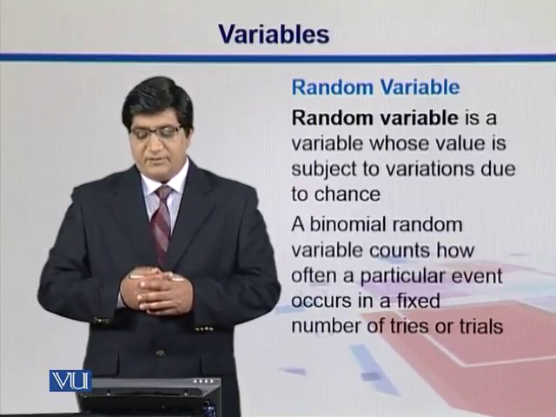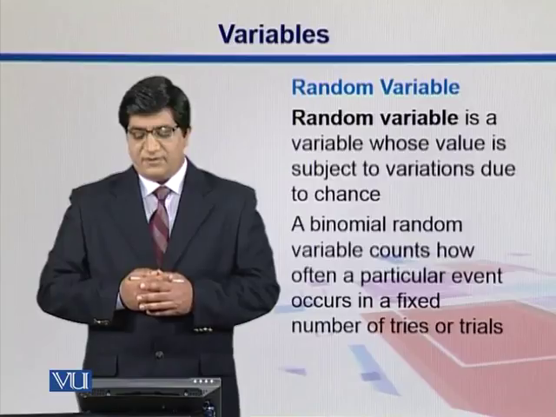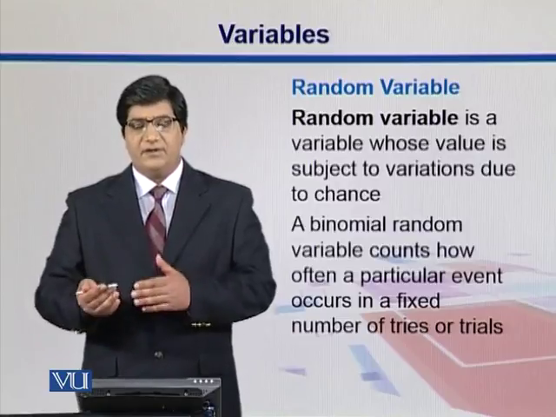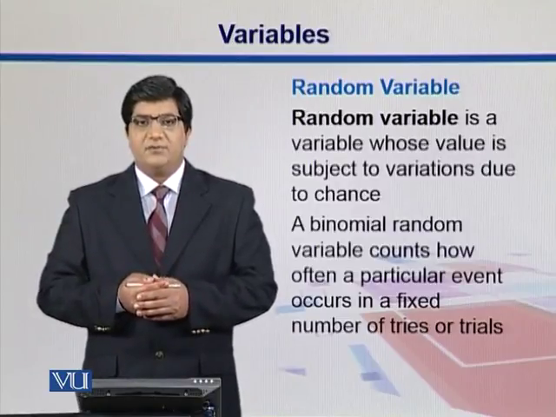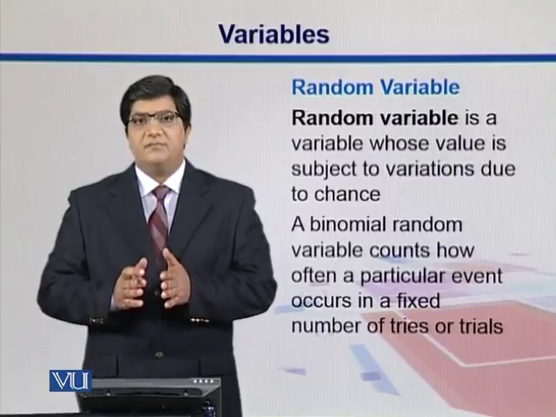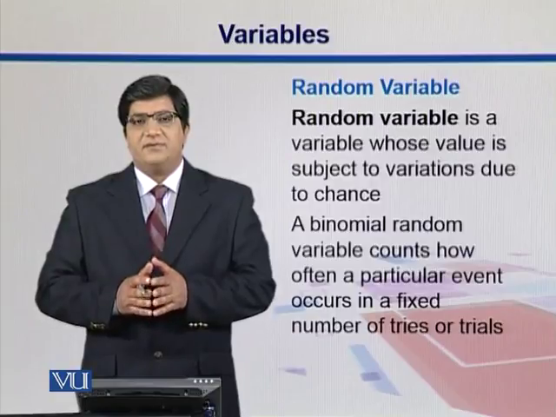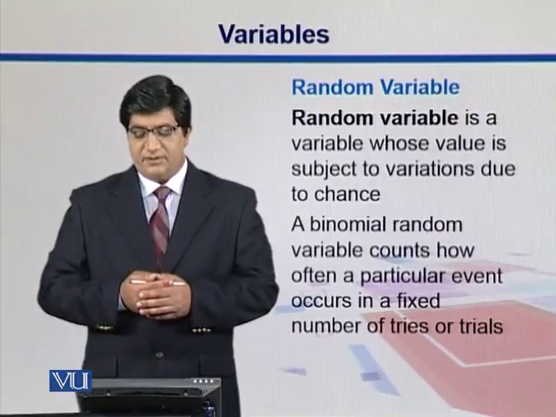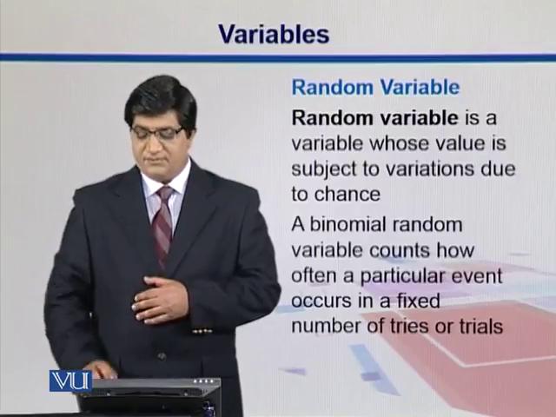A binomial random variable counts how often a particular event occurs in a fixed number of trials or tries. We'll talk about binomial random variables when we talk about binomial distributions. There you will have some probability of getting some event versus the probability of not getting that event. Those kinds of things will be dealt with later in the binomial distributions.